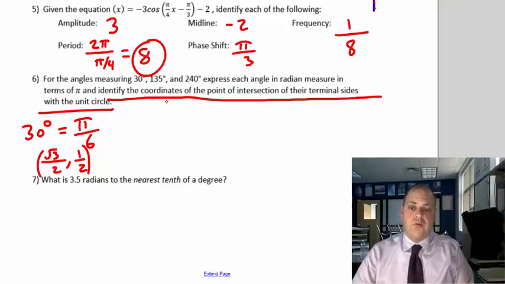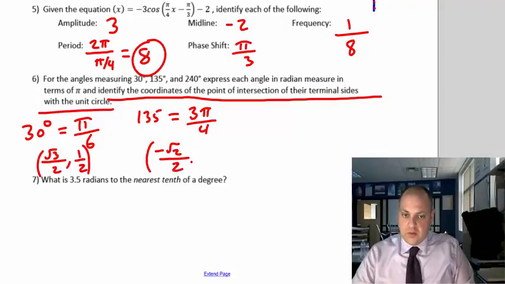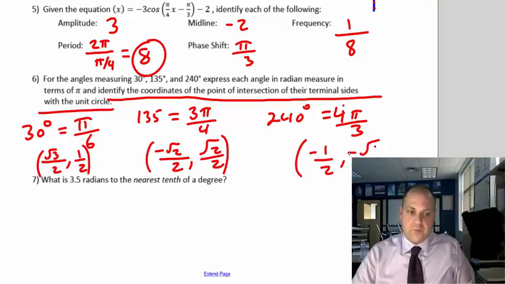You've got to make sure you can produce the unit circle, right? 135 is going to be 3 pi over 4, and that's going to be negative radical 2 over 2, radical 2 over 2. And 240 is going to be 4 pi over 3, and that's going to be negative 1/2, negative radical 3 over 2. From your unit circle, you've got to study that and remember how to produce it.